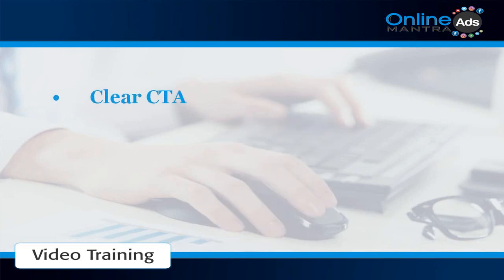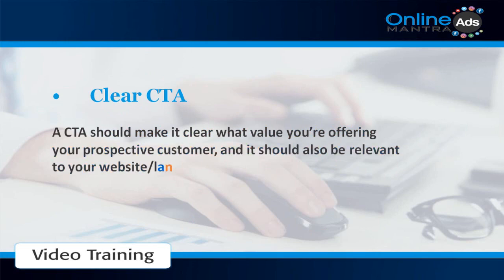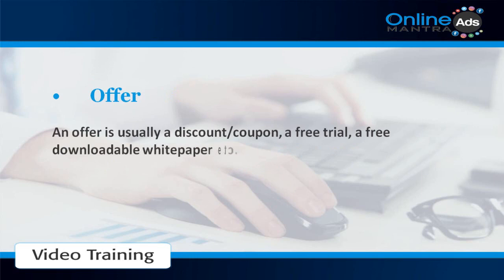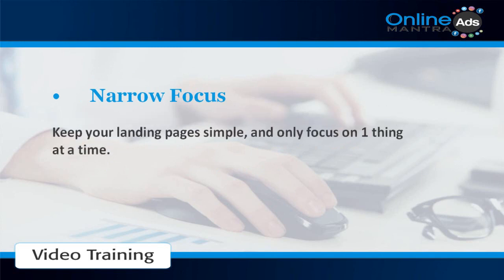Clear CTA. A CTA should make it clear what value you are offering your prospective customer, and it should also be relevant to your website landing page. Offer. An offer is usually a discount coupon, a free trial, a free downloadable white paper, etc. Narrow focus. Keep your landing pages simple, and only focus on one thing at a time.